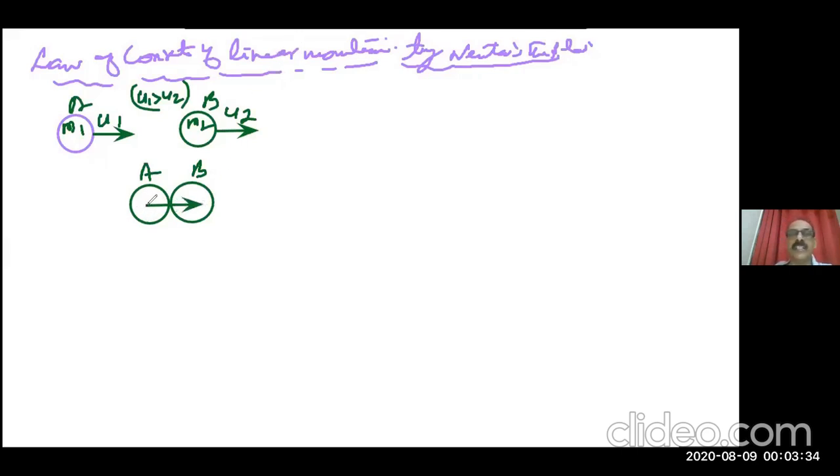That means, see, this is a diagram. A is exerting a force on B. That is the force acting on B by A. Only this diagram you mark now: force acting on B by A. Now the momentum of B will change.